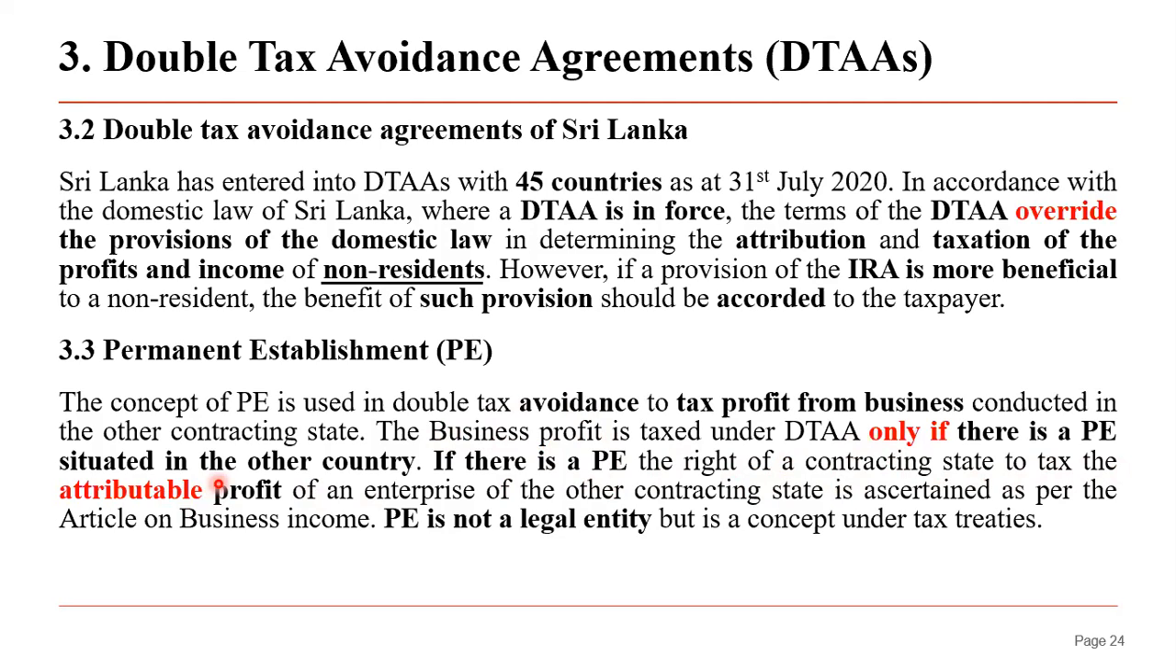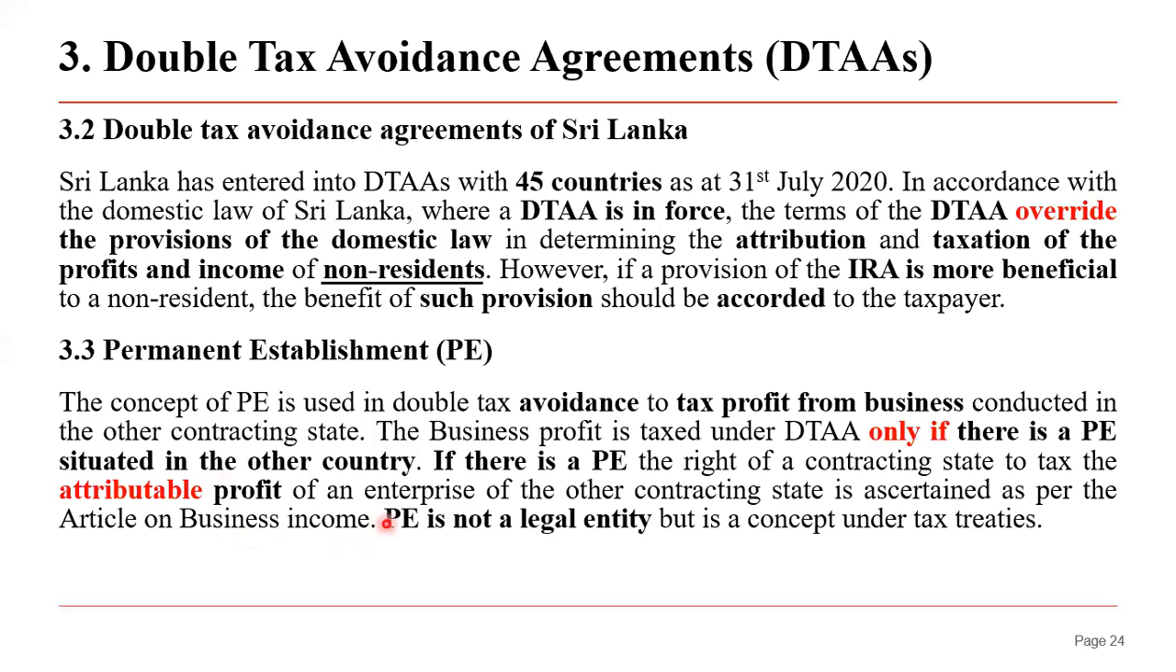Here, if there is a PE, we need to tax by taking the attributable profit. Let's say an Indian company is doing business here. We go with this PE concept and determine, according to the DTA with India, that there is a PE in Sri Lanka. Then are we going to tax the entire company profit? No. We are going to tax only the profit attributable to that PE, ascertained as per the article of the business.